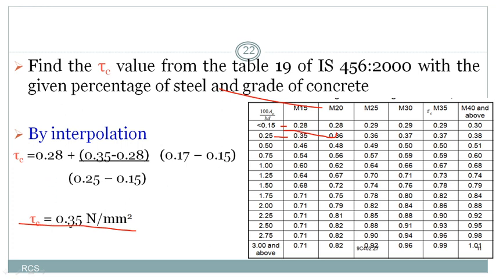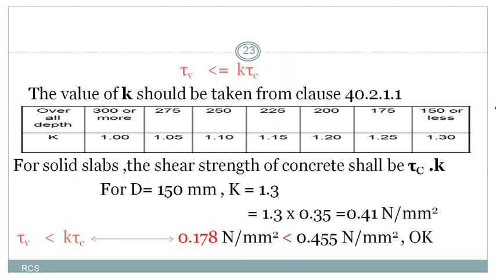So almost we are getting a tau C value of 0.35, and this value must be multiplied with some factor K. K is a factor given in clause 40.2.1.1 of IS 456 2000. This value depends upon the overall depth of the slab. Our slab overall depth is 170, so roughly I am using 1.3 for the K value. Multiplying that, we finally get 0.455 Newton per mm square as our K times tau C.